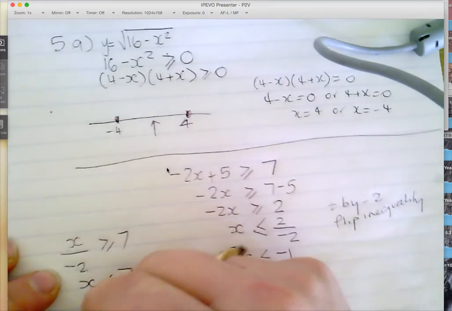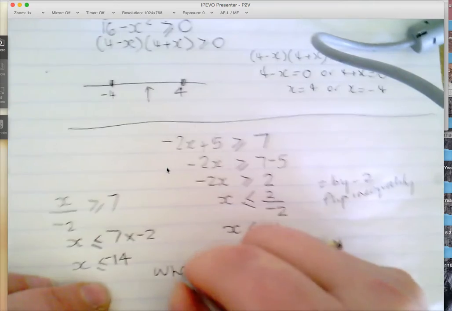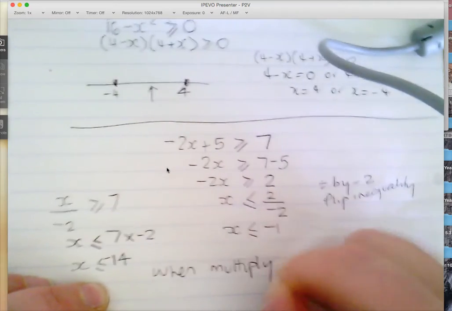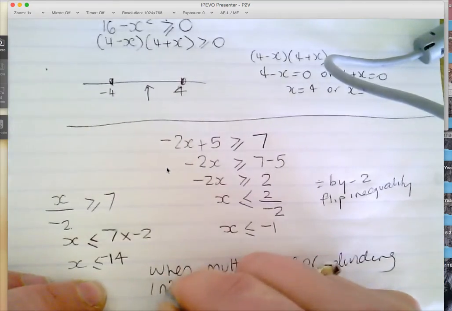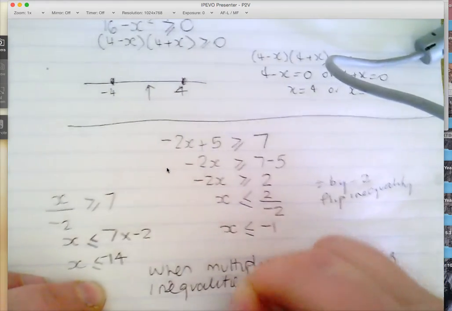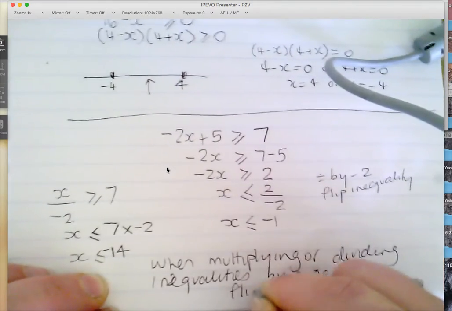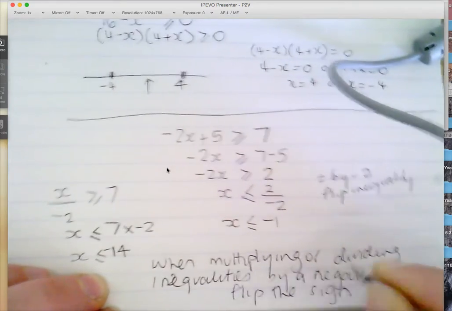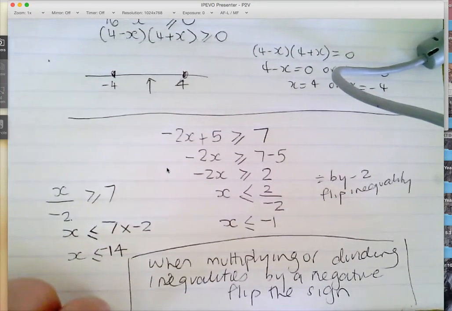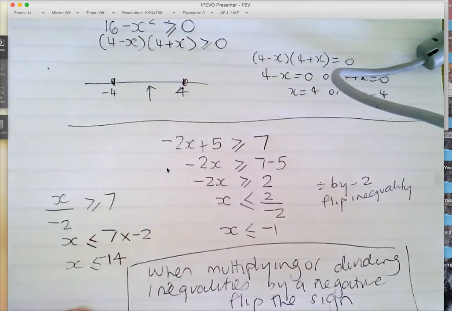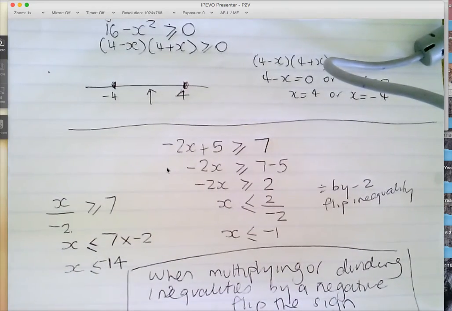So girls, that was another thing I wanted to teach today. When multiplying or dividing inequalities by a negative, flip the sign. We did this last year. The reason I'm doing these inequality questions is to show you that you don't have one answer, you have a range. Your answer is an inequality.